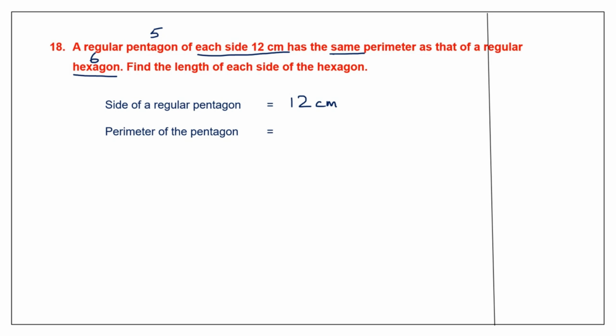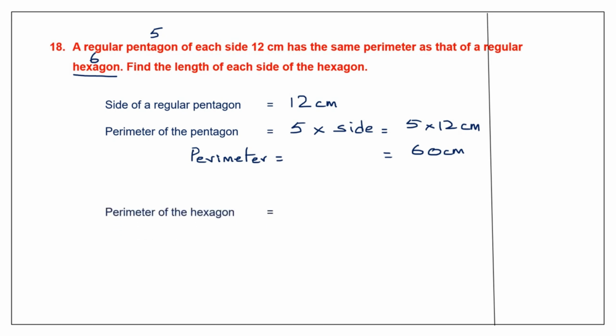So a pentagon has 5 sides, so that will be 5 into side, which is 5 into 12 centimeters. 12 fives are 60 centimeters. So we have found the perimeter of the pentagon to be 60 centimeters. Now we are going to use this measurement to find the side of the hexagon.